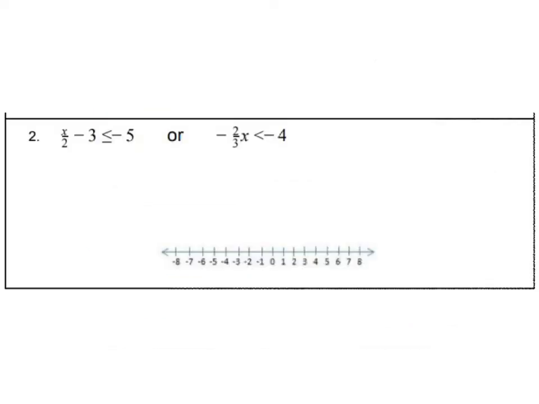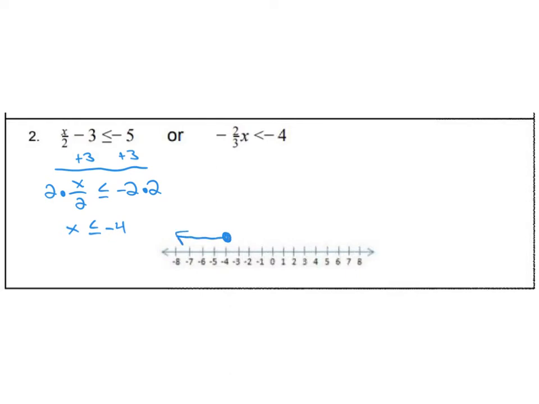Looking at example 2, same deal. Start by solving. Add 3. And that's less than or equal to -2. Multiply both sides by 2. Now we are not multiplying by a negative, so do not flip your sign. And the first part is going to say x is less than or equal to -4, which is a closed dot going that way.